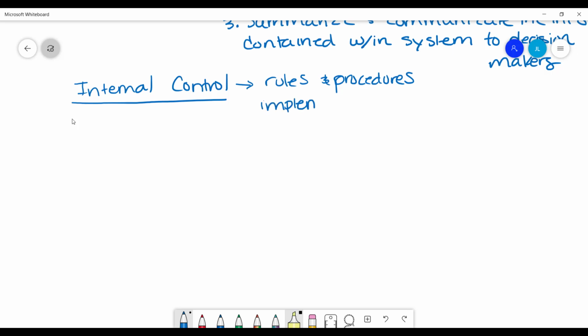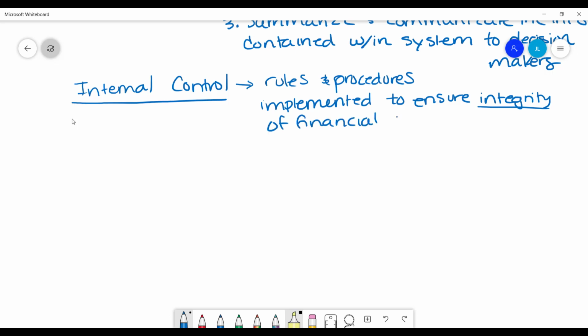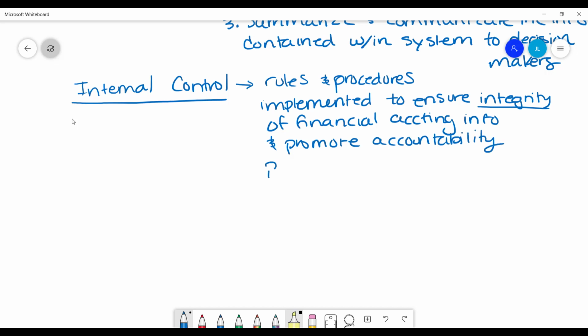implemented by an organization, okay, to ensure the integrity, that's an important word there, to ensure the integrity, okay, of financial accounting information, okay, and promote accountability and prevent fraud.